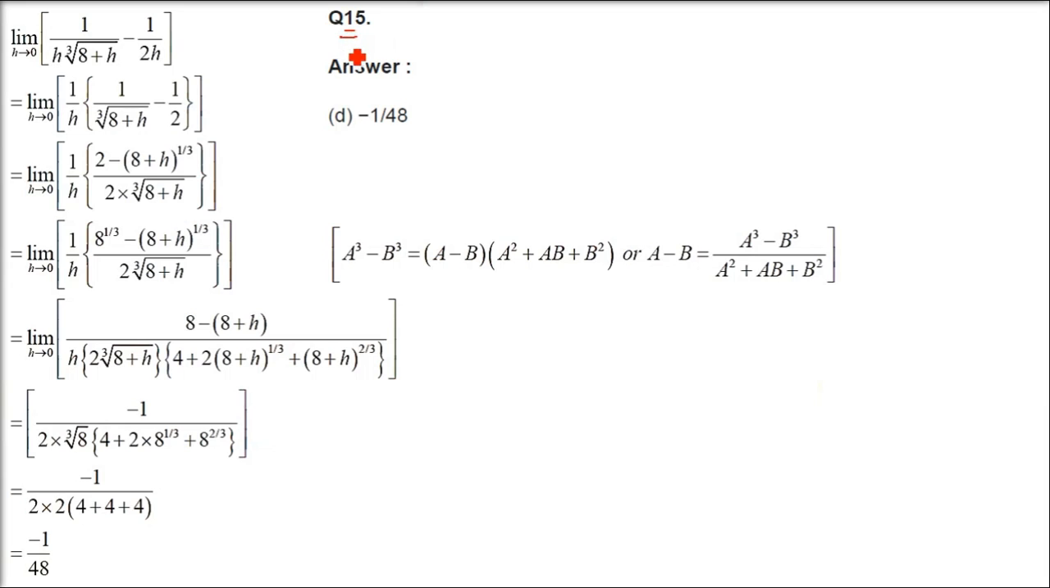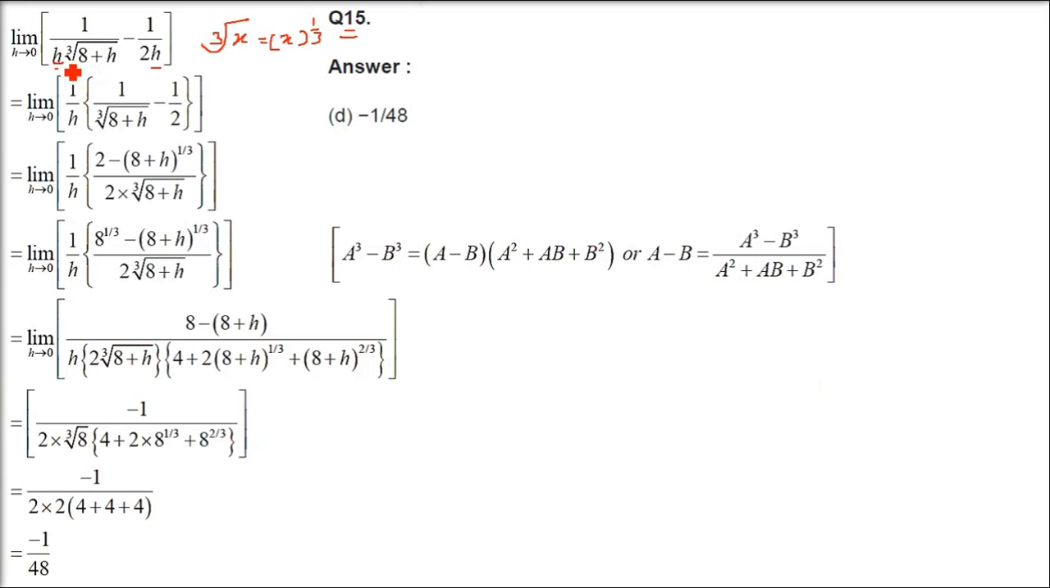Question 15. Here we have 1 by h, third root of 8 plus h minus 1 by 2. So third root is what? Third root of x is equal to x raised to 1 by 3. This is the third root. Now h you can take outside, we'll deal with it later. So we are going to deal with this.